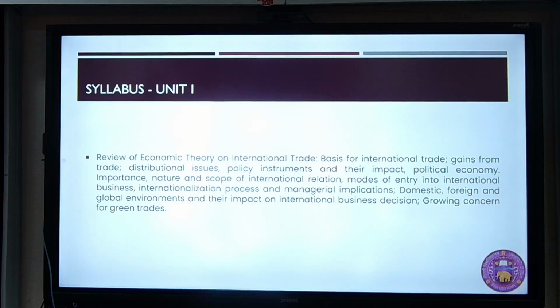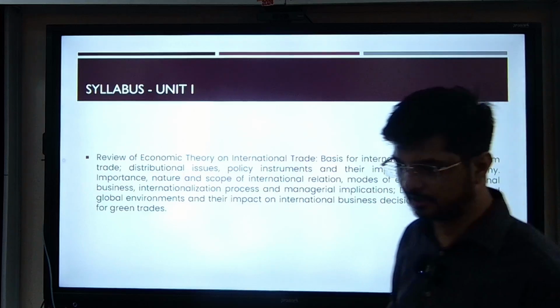So FDI has also been opened up in various sectors, including insurance, defense, and telecom. So foreign companies can also participate in these sectors, which were earlier highly regulated and mainly operated by the domestic industry and the government.